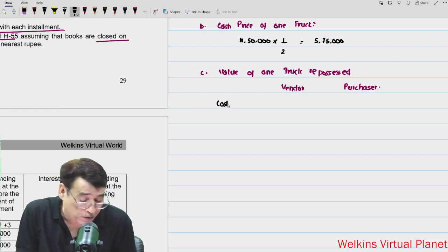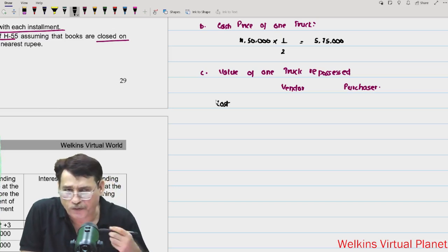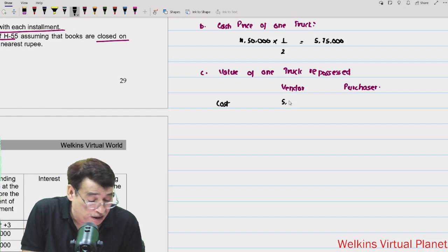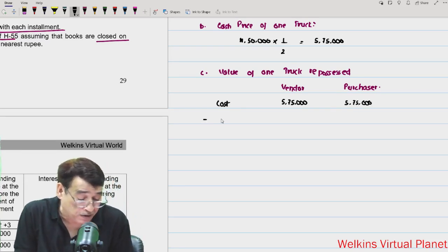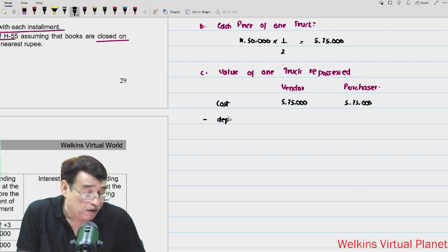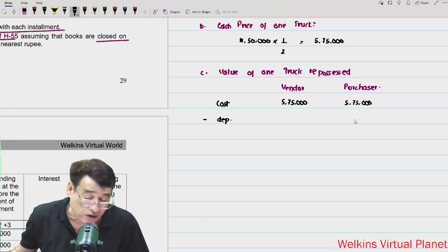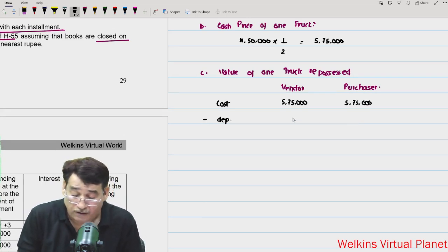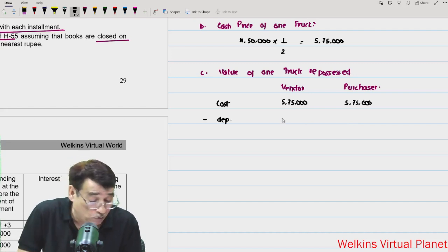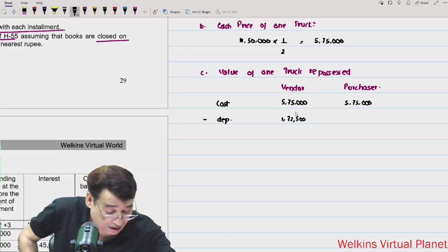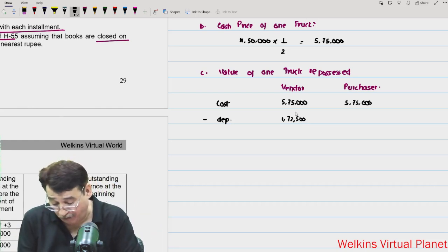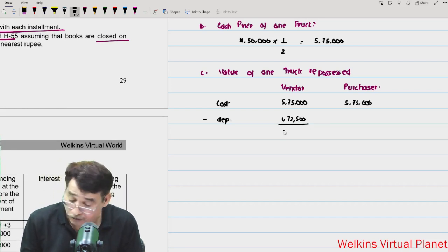You can write cash price also, because it is cost price from the perspective of the purchaser. That is equal to 5,75,000. We will write this cost price. And now, we shall compute the amount of depreciation at 30%. So depreciation for the first year. If I am going to find out the depreciation for the first year, what will be the amount of depreciation? So the amount of depreciation at 30% will be equal to 1,72,500. And then I will subtract 1,72,500 from 5,75,000, and the remaining amount will be equal to 4,02,500.